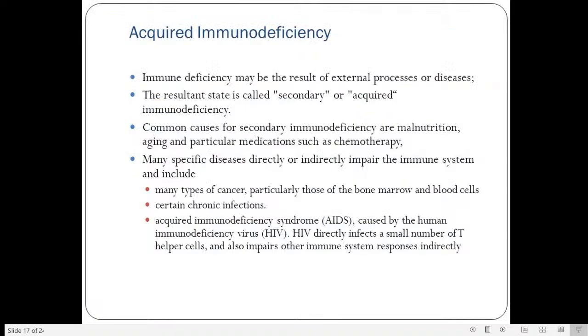Now acquired immunodeficiency. This is called the secondary type, as I mentioned earlier. That is acquired immunodeficiency syndrome. It's caused by the HIV virus. It's a long-term, chronic one. The major types are cancer and bone marrow, and those are particularly affected at the bone marrow level and blood cell level.